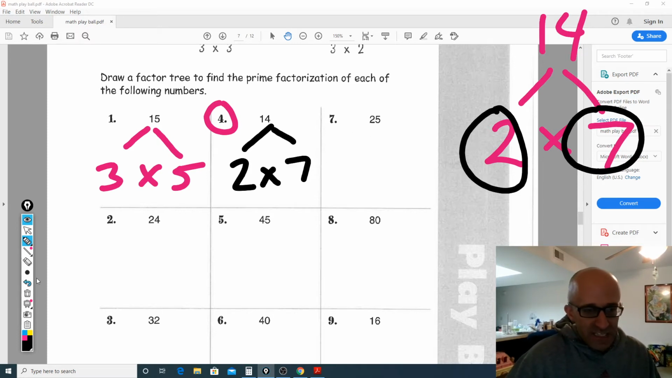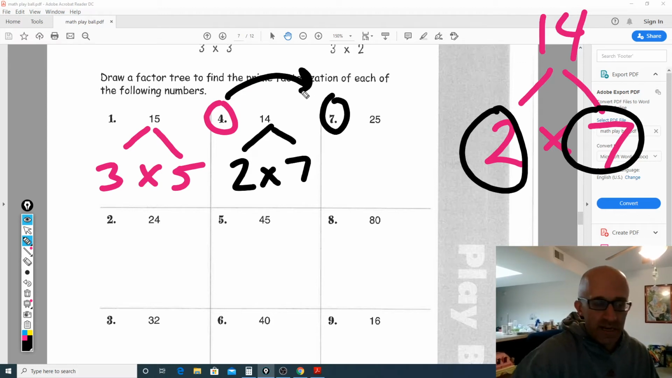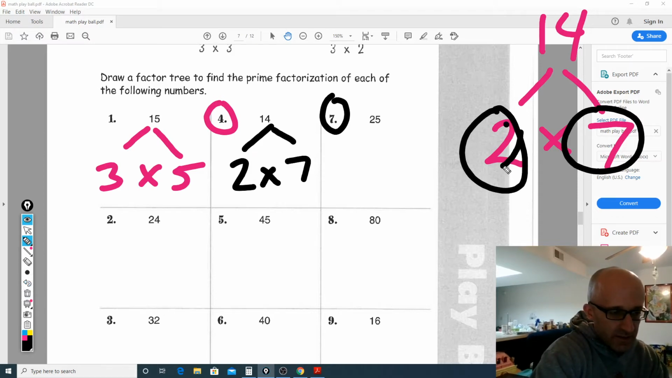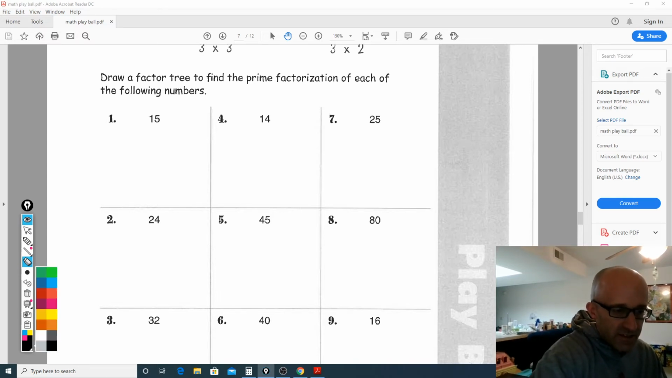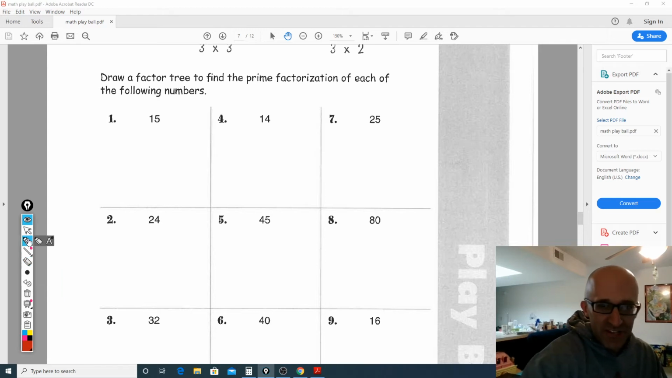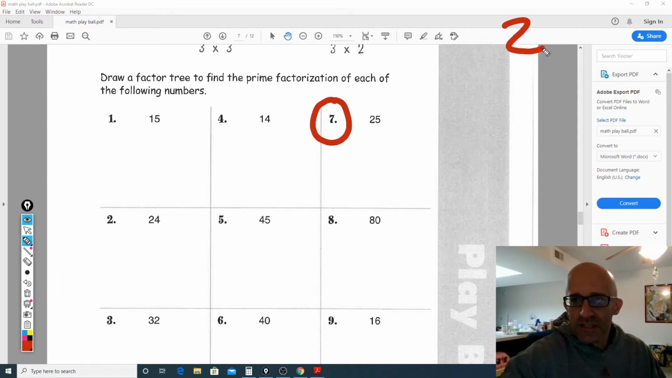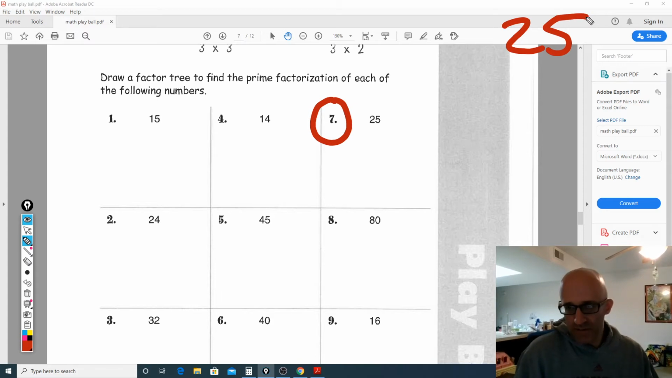Now let's look at number 7. I'm going to move to the other side here too, so I can clear the screen and change color. Let's look at the number 25. Again, it's the same process: what numbers can be divided into 25 evenly?